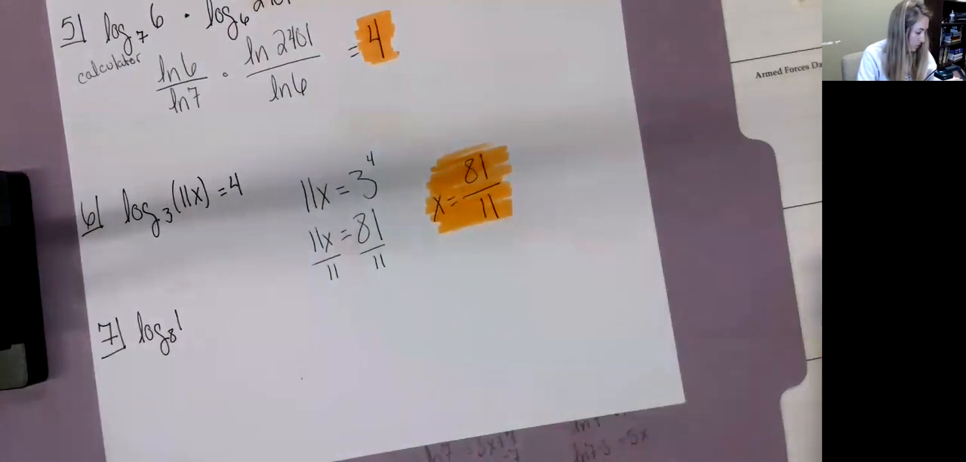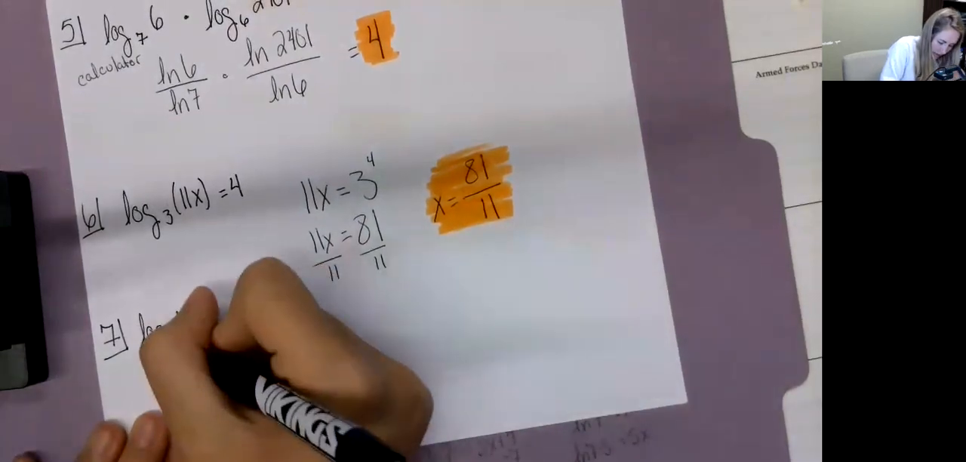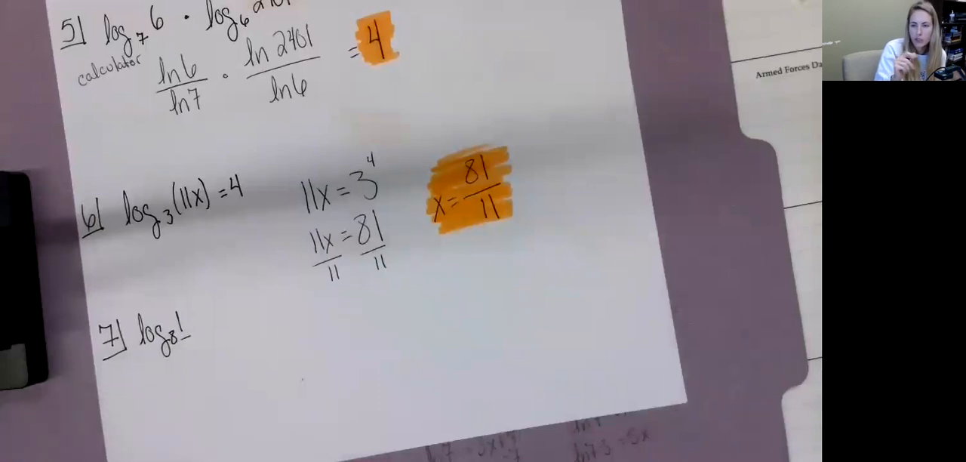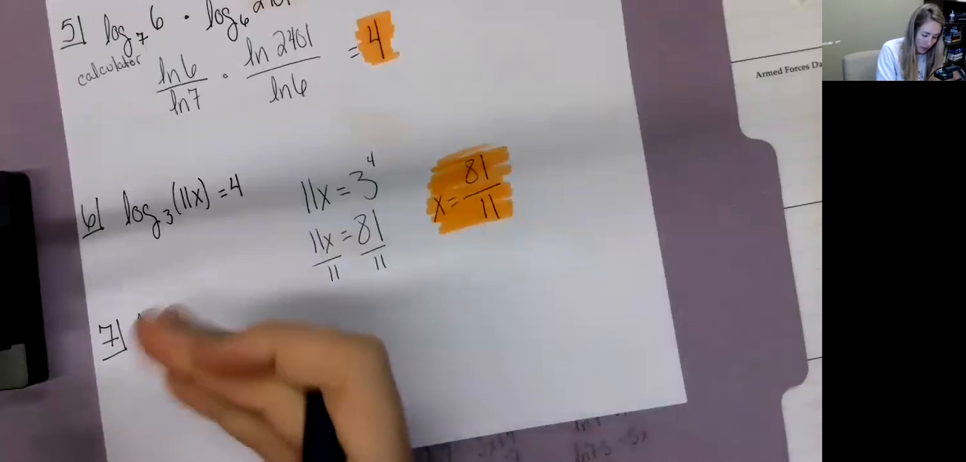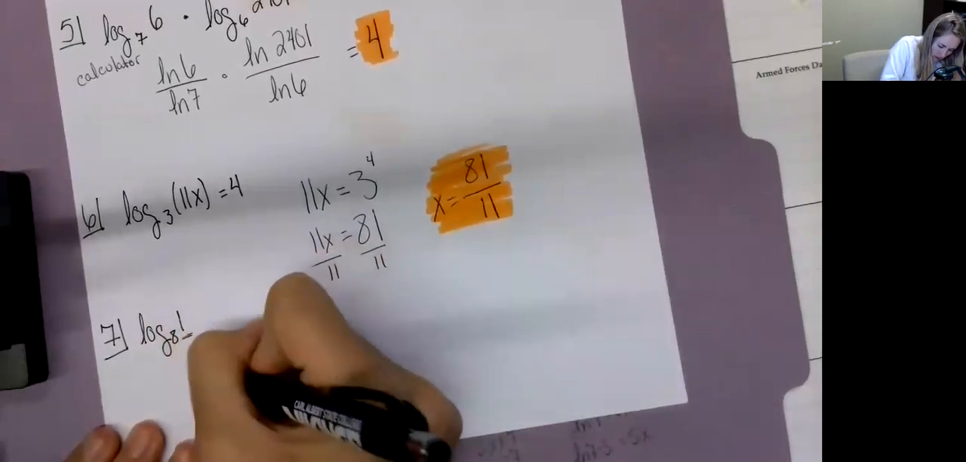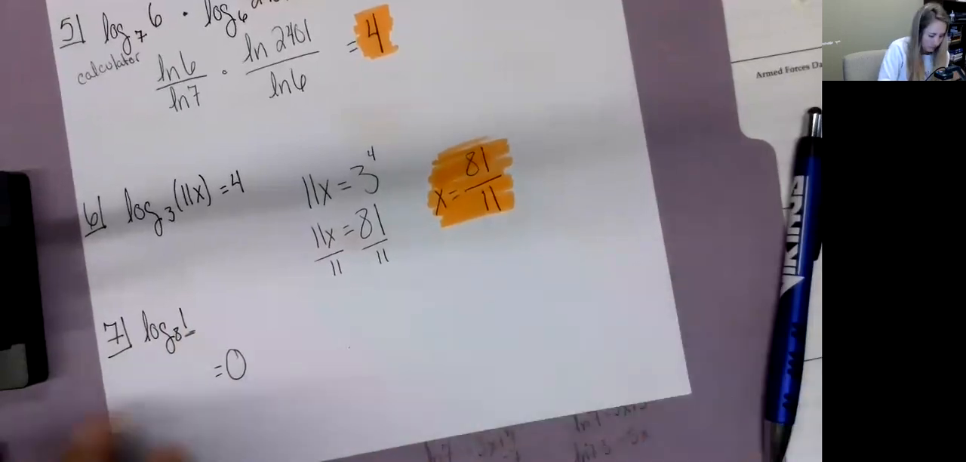Log 8 of 1. Remember, anything that has a 1 right here, to be able to get that 1 when we do our exponents, anything raised to the 0 power is 1. So any log that has this 1 after a base equals 0.